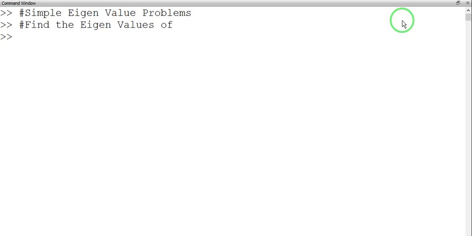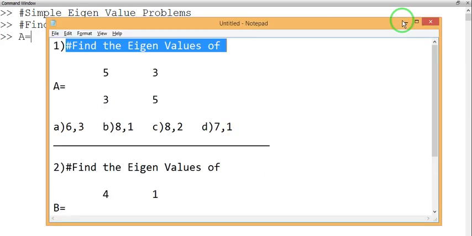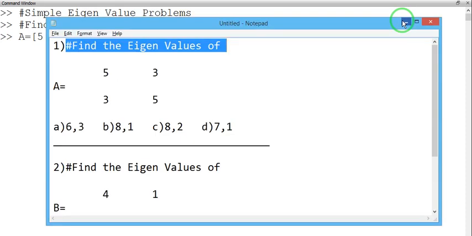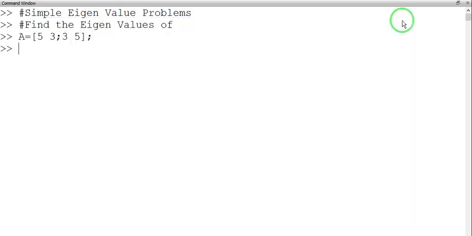So to find the eigenvalue of the given matrix, the matrix is [5, 3; 3, 5]. Let me assign it. Yes. So I need to find the eigenvalue. To find the eigenvalue, I am going to write the code V. V stands for vertical, so in terms of column, we will get V equals eig of the matrix A.